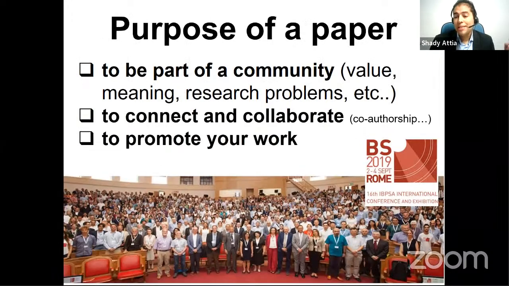And for sure, the purpose of writing a conference paper is also to promote your work, because it is an opportunity to present what you are doing, your lab, your work, and to share it with others. So it's important to take this into account before writing your paper, so that you make sure that your selection for your topic will match one of these purposes for writing a paper.